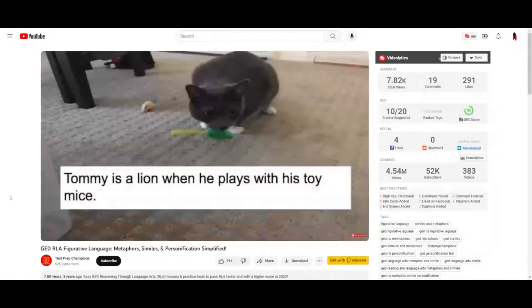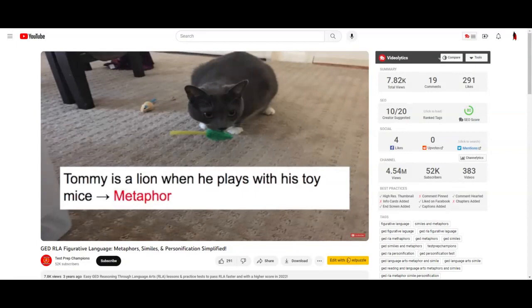Okay, next example. Tommy is a lion when he plays with his toy mice. So pause the video now and ask yourself, is this personification, is it a metaphor, or is it a simile? So the correct answer is metaphor. That's drawing a comparison, and we're not using like or as. Now, on the other hand, if we had said Tommy is like a lion, then this would be a simile, but we don't see like or as, so this is a metaphor. He might not look much like a lion, but I can assure you that when Tommy plays with his toy mice, in his head he thinks he is a lion.